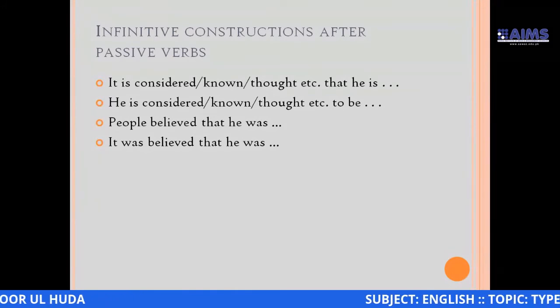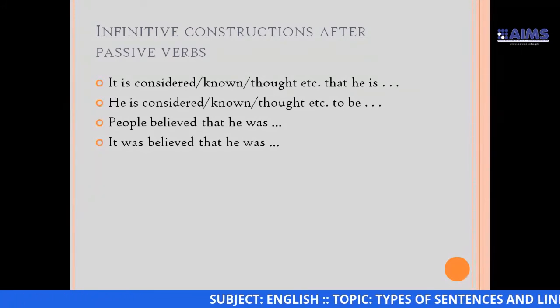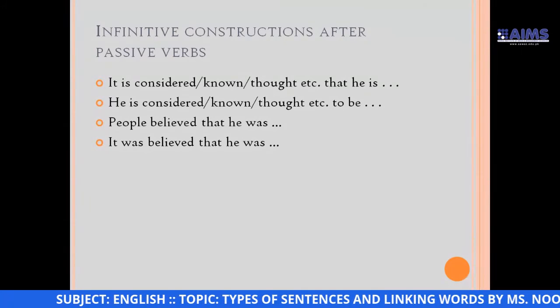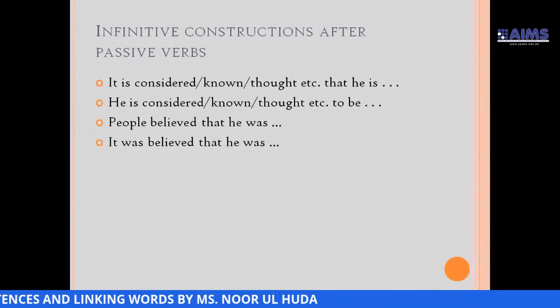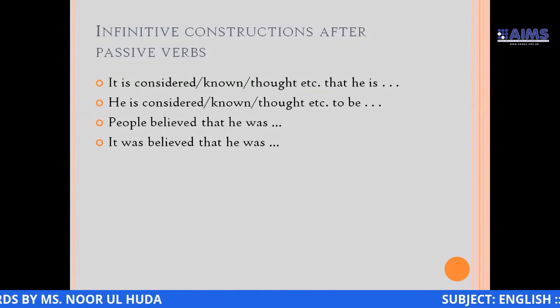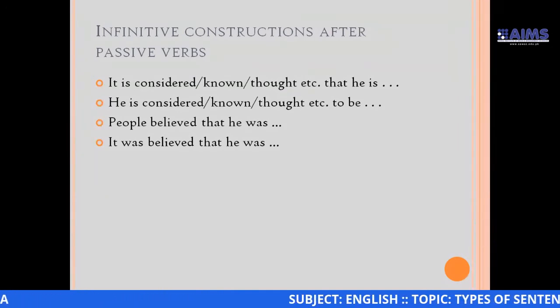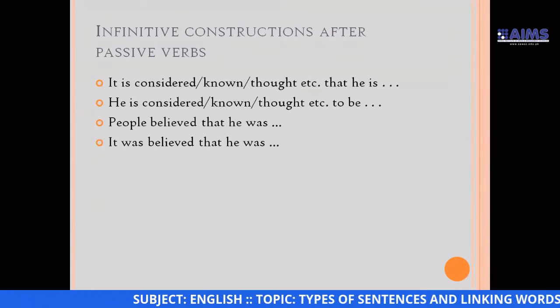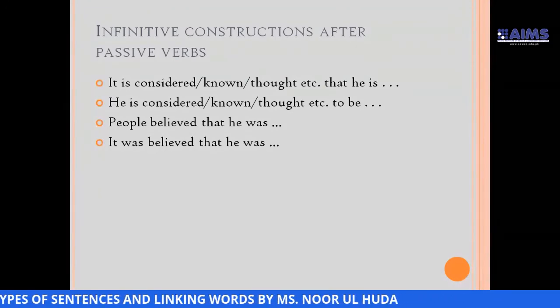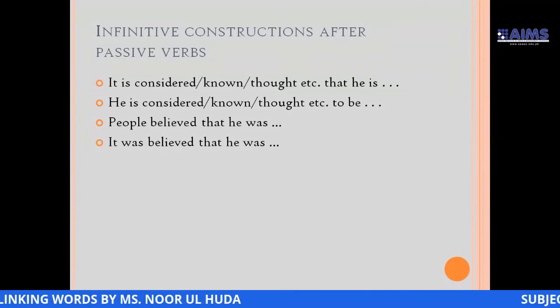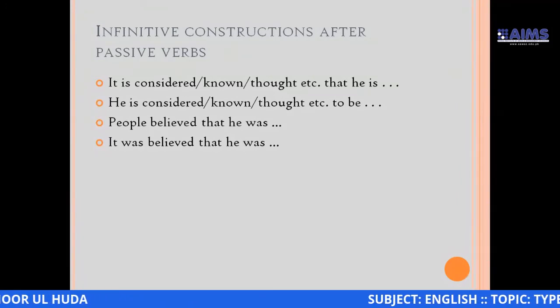People believe that he was, now he was anything else, he was a thief. People believe that he was a thief. Now "people believe" is the passive, and "he was a thief" is the active structure. So we can use these kinds of structures also. Now: it was believed. Now who believed it? Obviously, people would definitely believe it. It was believed that he was a suspect.